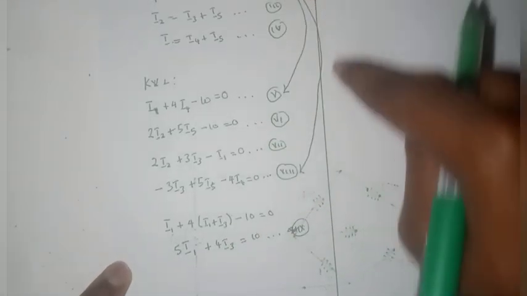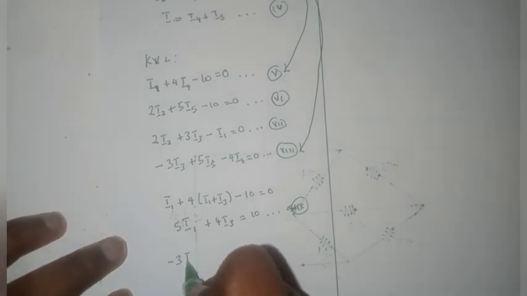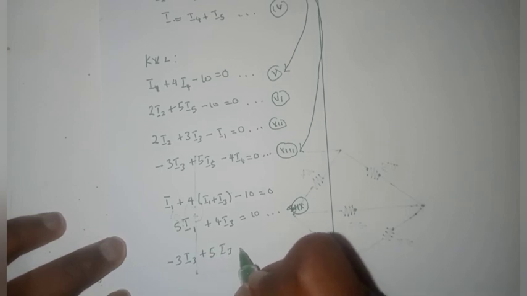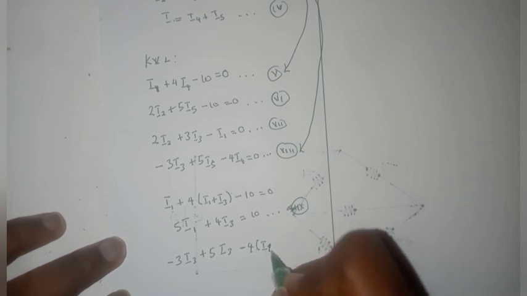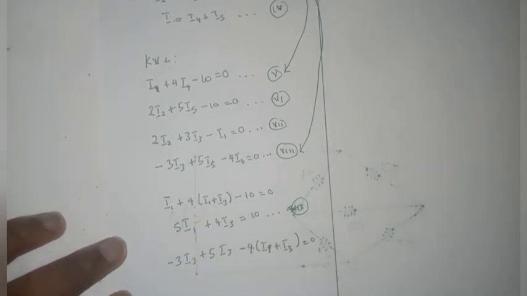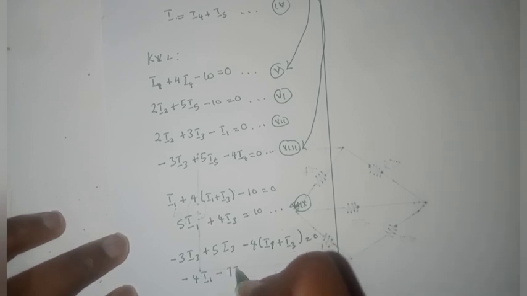And then when we substitute here, we get minus 3I3 plus 5I5 minus 4 into I1 plus I3 equals 0. At the end of the day, we arrive at minus 4I1 minus 7I3 plus 5I5 equals 0.